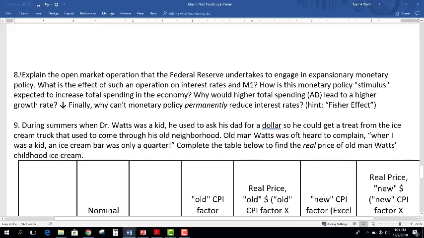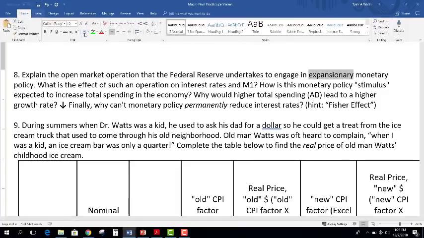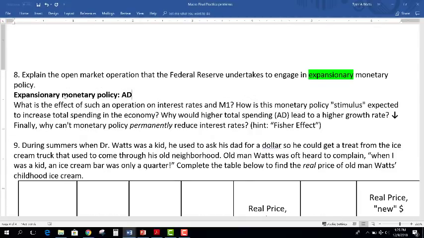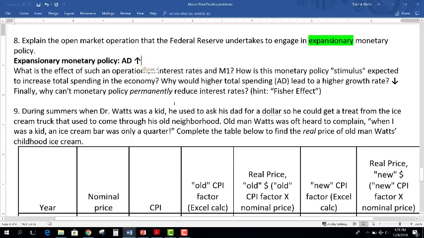Okay, explain the open market operation that the Fed undertakes to engage in expansionary monetary policy. Now let's talk about expansionary, contractionary for a minute here. What do we mean by expansionary? Expansionary monetary policy, ultimately what we're trying to do is push aggregate demand up, get people spending more, and climb the short-run aggregate supply curve to push the growth rate up. Maybe even push inflation up.